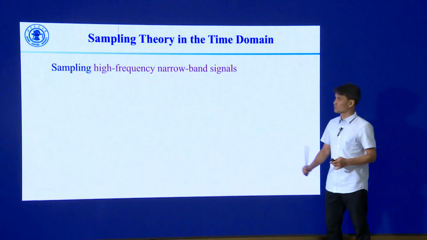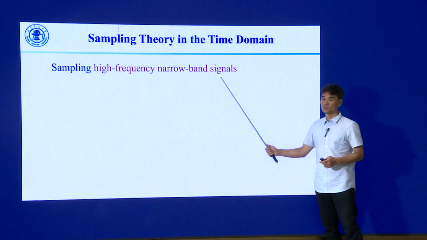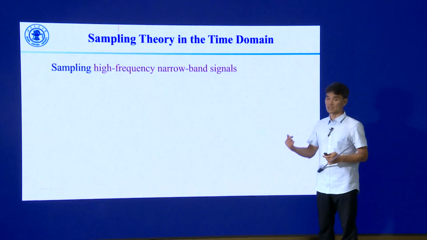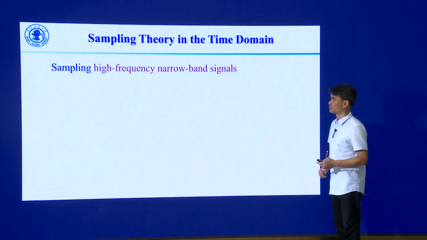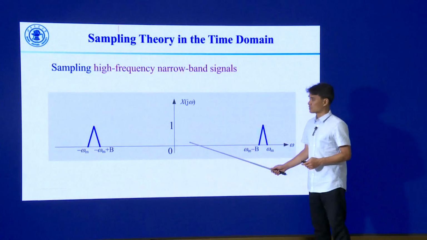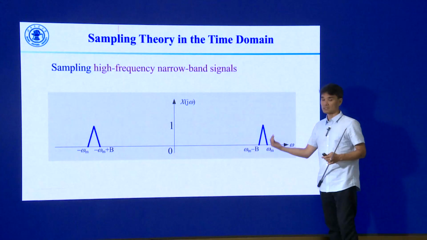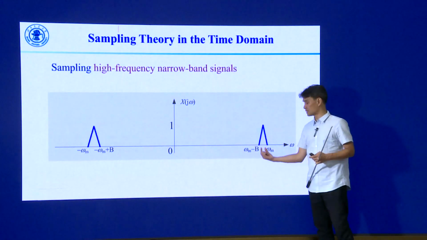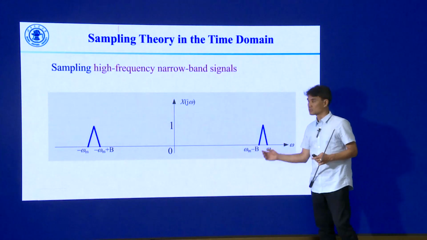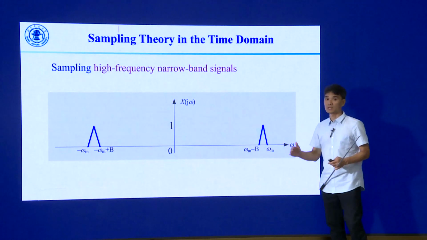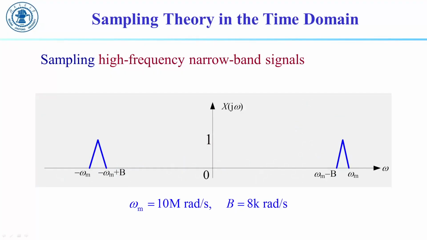Here is one situation where, even if we do not follow the Nyquist frequency criterion, we still have a chance to recover the signal without any information loss. This is called a high-frequency narrow-band signal. The highest frequency is pretty high, but the band of the signal is very narrow. So for this type of signal, we may have a chance to sample it with a pretty low sampling frequency, but still have the ability to recover it without any information loss.